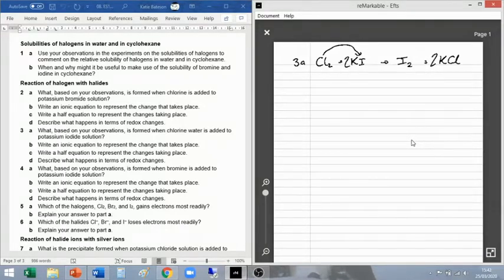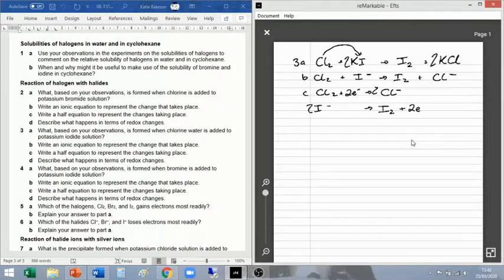That is now balanced. So B, it wants just as we did before, the ionic equation, so get rid of the spectators, so Cl2 plus I minus goes to I2 plus Cl minus. Half equations, Cl2 goes to Cl minus, the I minus goes to I2, 2 there, 2 there, 2 lots of electrons there, 2 lots of electrons there. Therefore, this top one here has been reduced, this one has been oxidized.